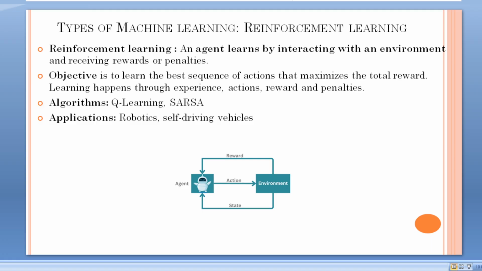The algorithm in reinforcement learning gets told when the answer is wrong but does not get told how to correct it. The agent has to explore and try out different possibilities until it works out how to get the answer right. If the answer is right, the agent is given a reward. Learning happens through experience, actions, reward, and penalty.